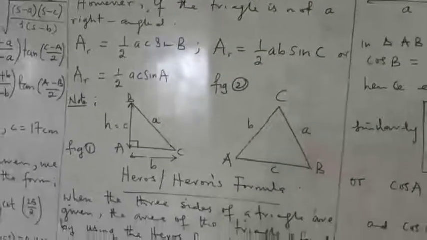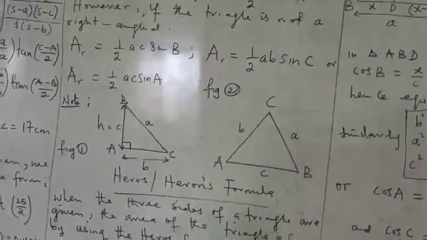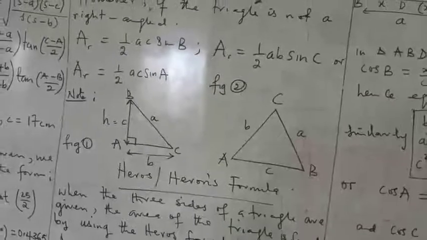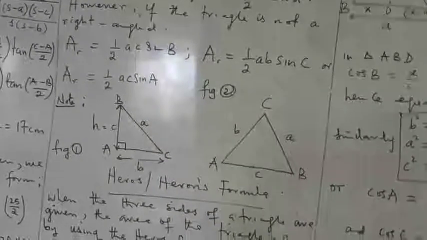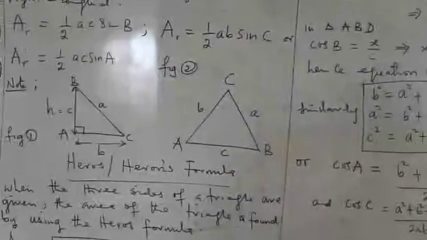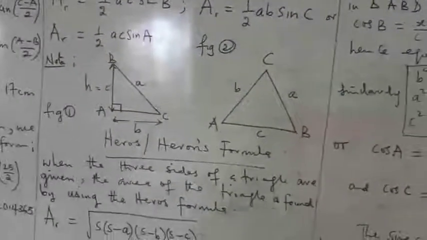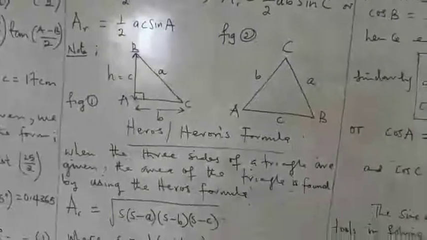If you look at the two diagrams below, in figure 1, ABC, angle A is at right angle, so we can use half base times height. But in figure 2, we cannot use half base times height, because those angles are arched, there is no right angle in figure 2.